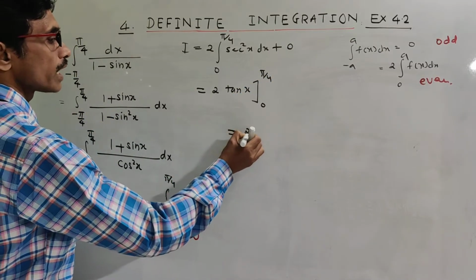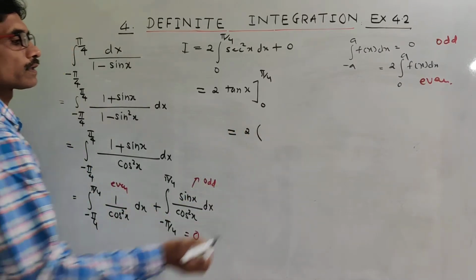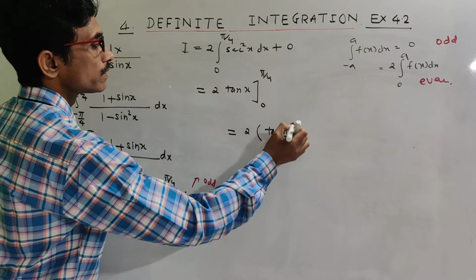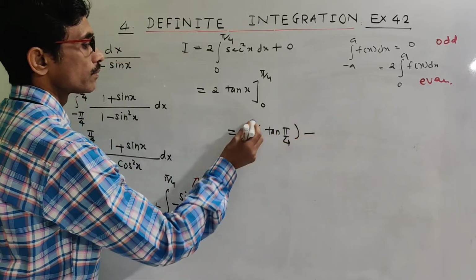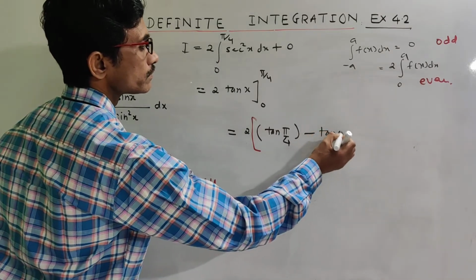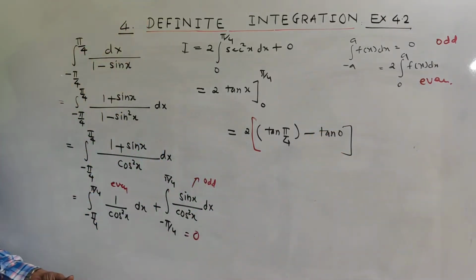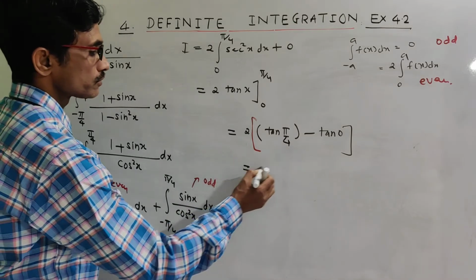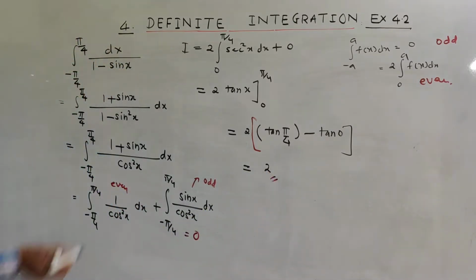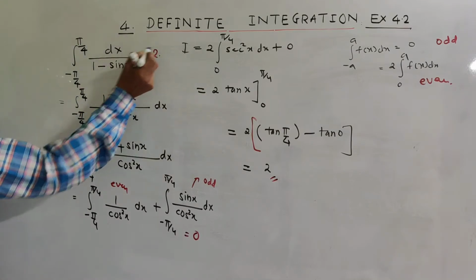So that is 2 times tan pi by 4 minus tan 0. Tan of pi by 4 is 1, so it is 2. So our answer will be 2. So the value of this integral is 2.